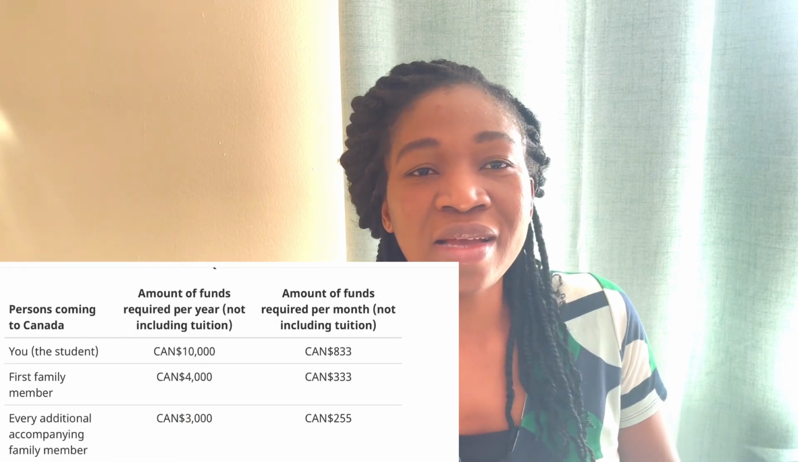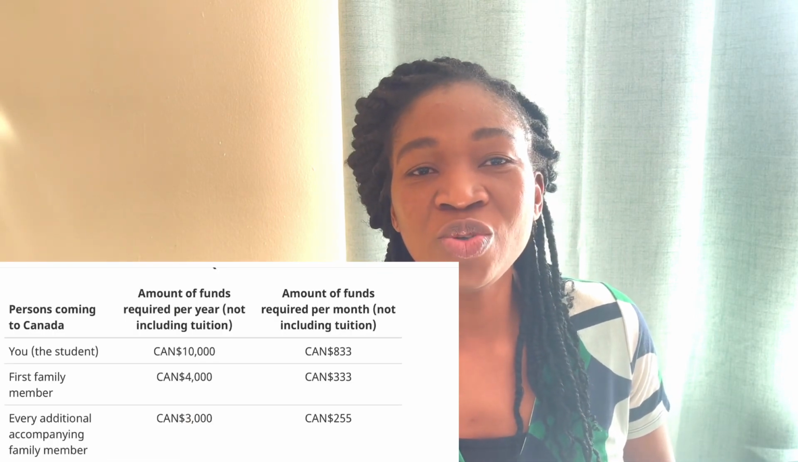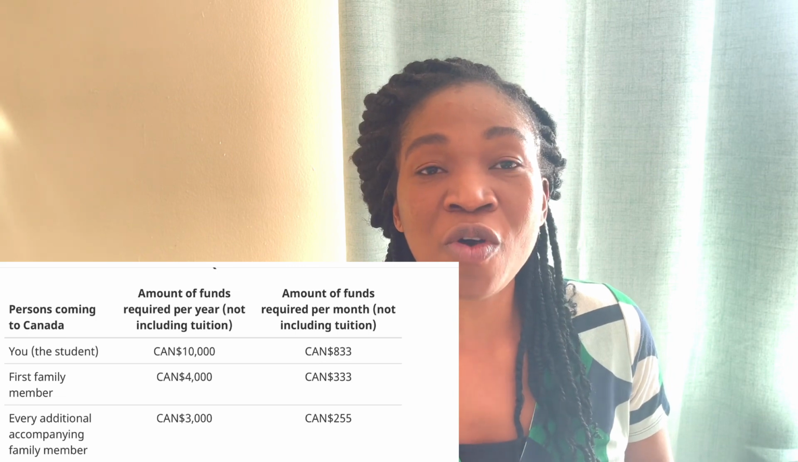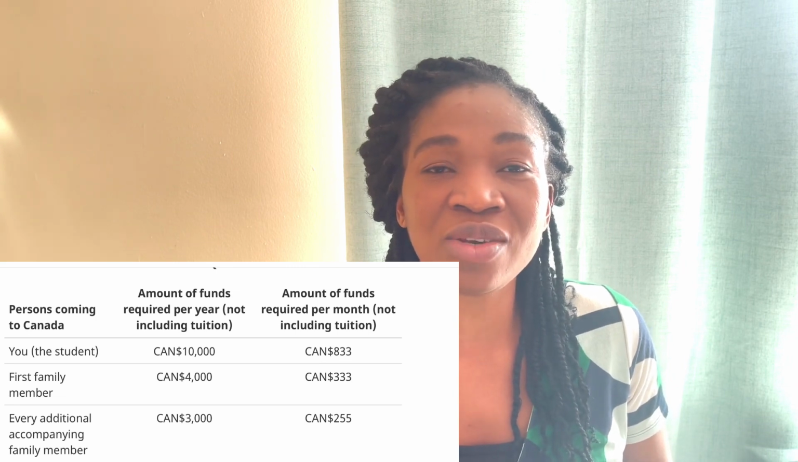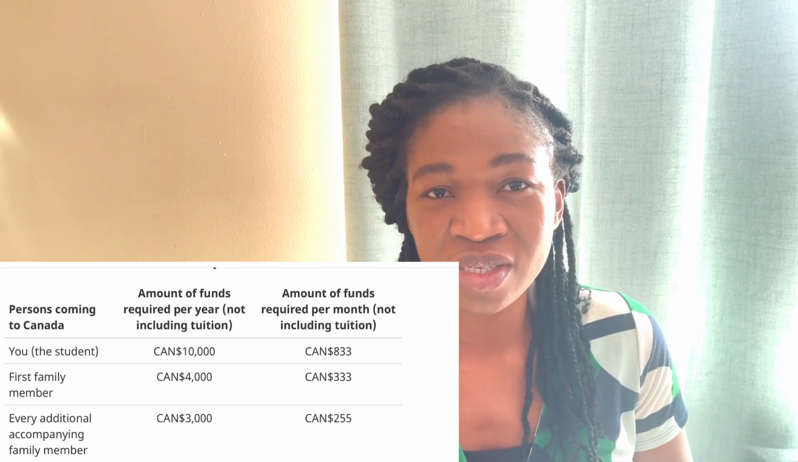The third scenario has to do with when you are coming in with additional members of your family, and these additional members are usually your children, right? Okay, so let's go back. As a student, you are supposed to show proof of funds of 10,000 Canadian dollars as your living expenses, right?